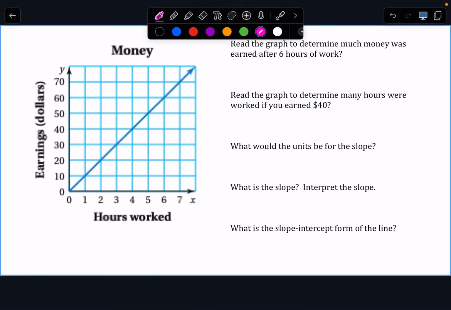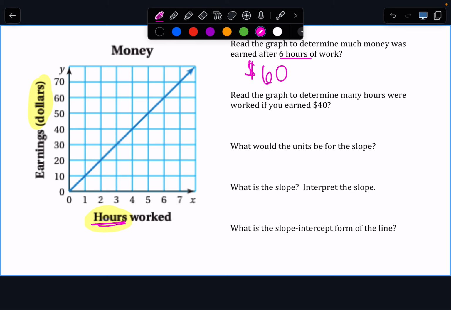The first two questions on this warm-up ask you to just read the graph, okay? Take note that on the y-axis it says dollars, and on the x-axis it says hours. So I'm asking you, how much money have you earned after 6 hours? Here's 6 hours, right? And if I look at where that dot is, we can say, oh, $60.